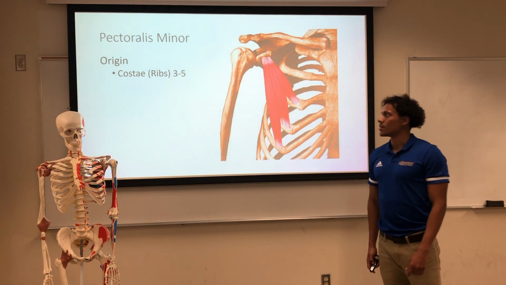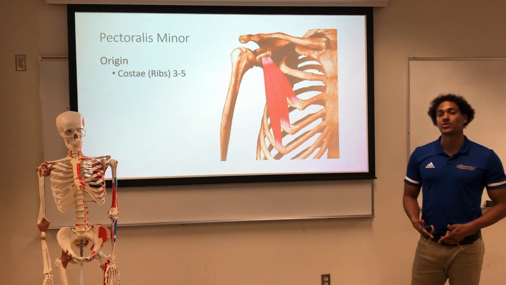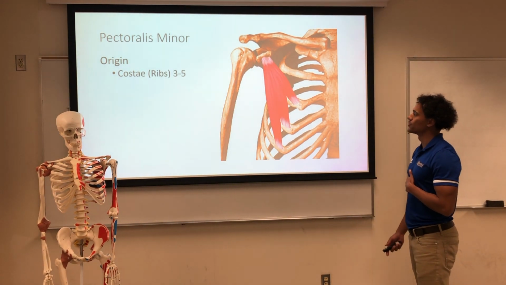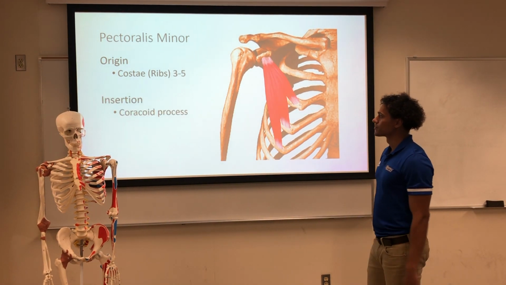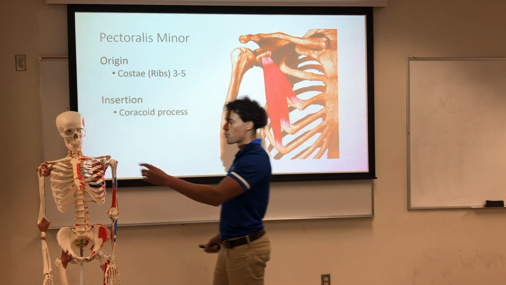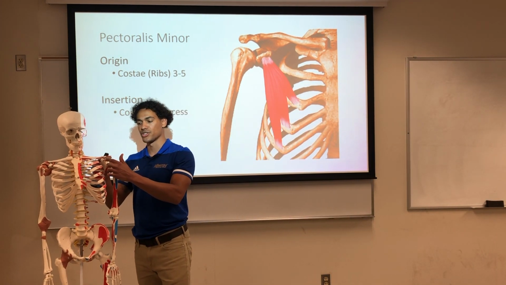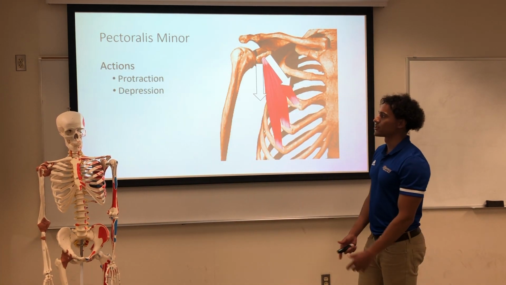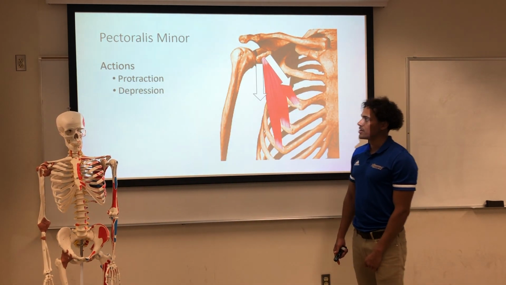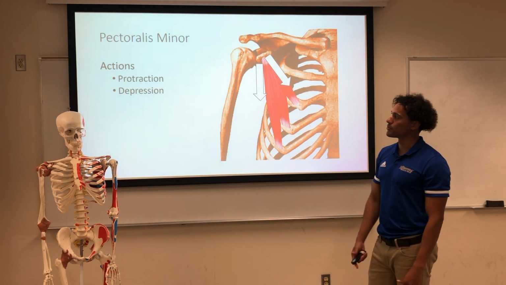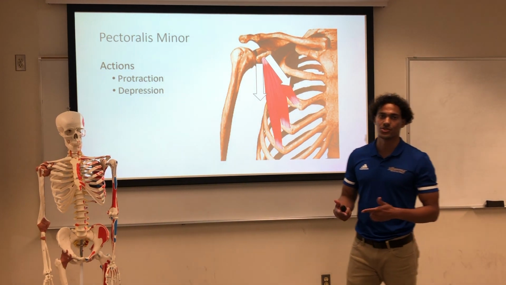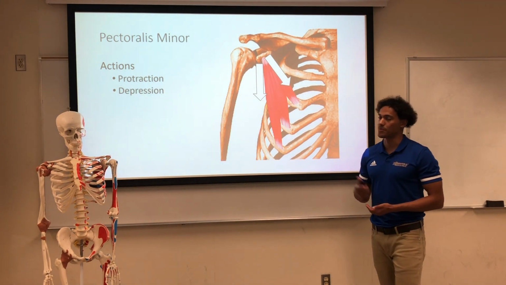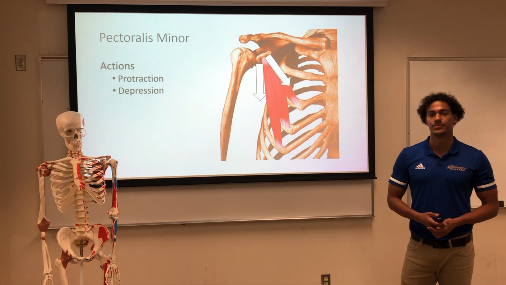Our last anterior muscle, pectoralis minor. This is going to originate on costae 3 through 5 and insert on our coracoid process right here anteriorly. Some actions of our pectoralis minor: it's going to be a synergist for protraction, a synergist to the serratus anterior. It's also going to be a synergist to the trapezius for depression.